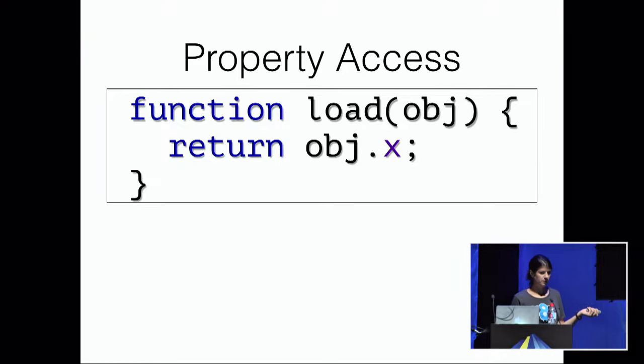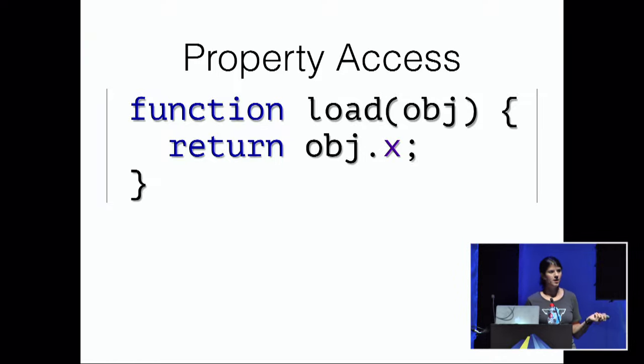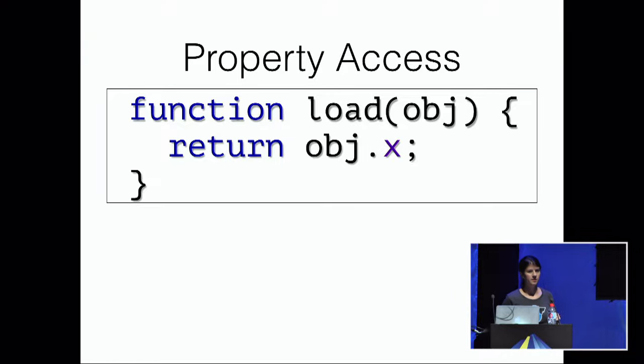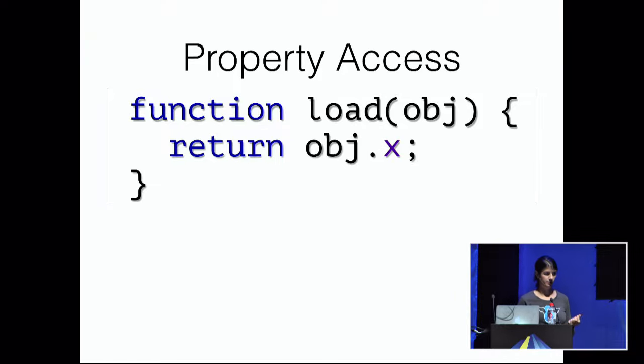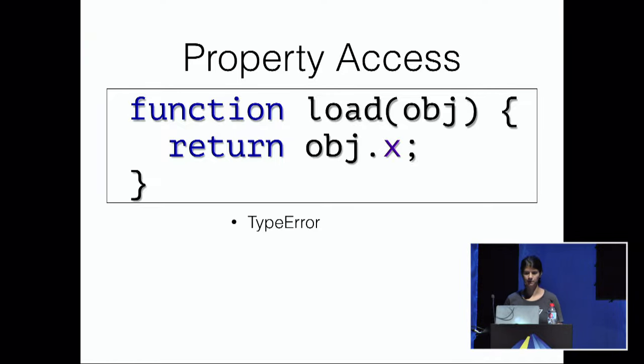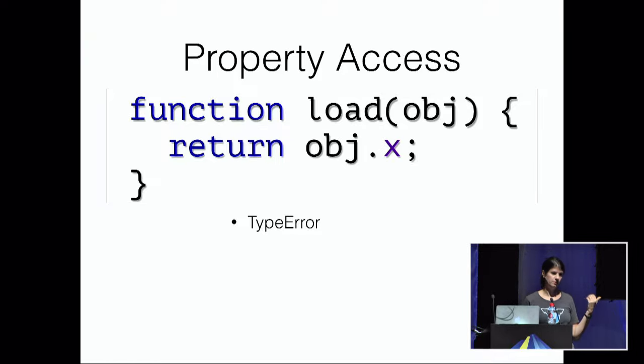And this looks super simple. You have it all the time. It looks very harmless. You know what it does. But if you think about it carefully, what are all the things that could happen here as the return value, or as the compiler tries to get the value object.x? First of all, if you put an undefined as a parameter, it'll throw a type error.